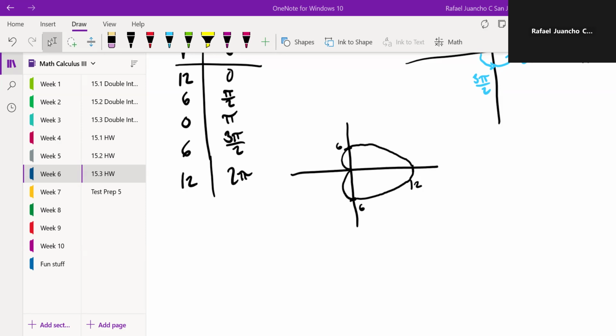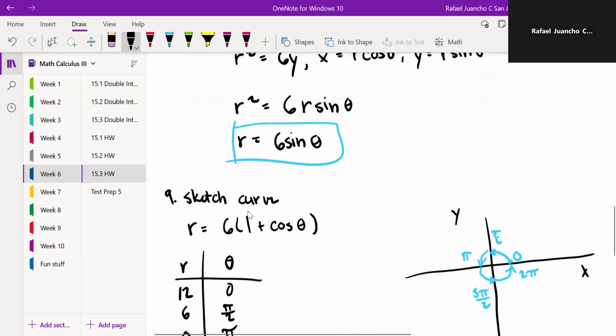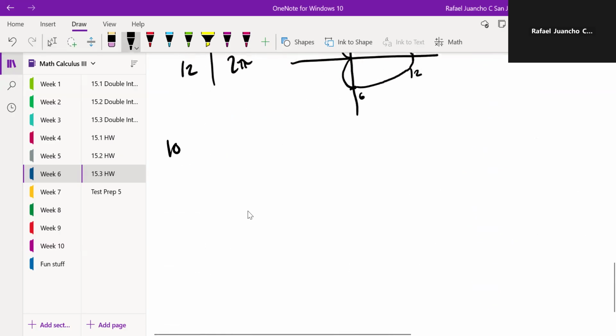So we get some radius once we rotate at some angle. That's the idea of polar coordinates. Okay, so let's do that again. I think it was number 10, right?